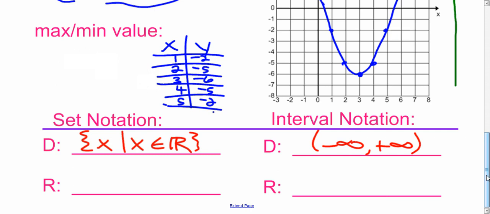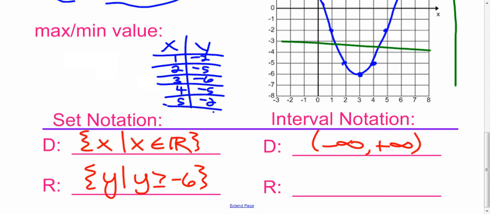Your range, however, to do that one, you would draw a horizontal line and drag it. And it's not touching the graph, not touching the graph. It starts to touch the graph here when my y value is -6. And then when I continue up, it continues to touch even off the screen. So my range would exist when my y values are greater than or equal to -6, or from -6 up until I hit infinity. Okay?